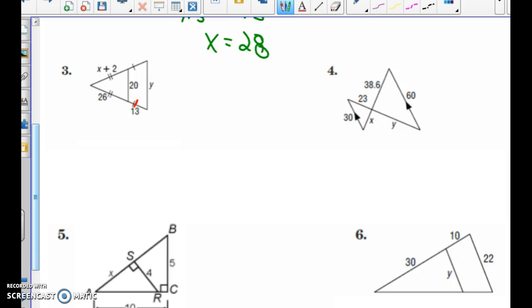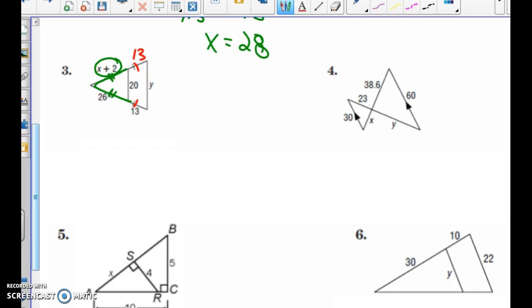What does this little mark right here mean? Congruent to which one? The other one. So how big is this little mark? 13. So how big is this one? 13. Okay. What is this little mark? To what? The other side. How big is this one? So how big is this one?